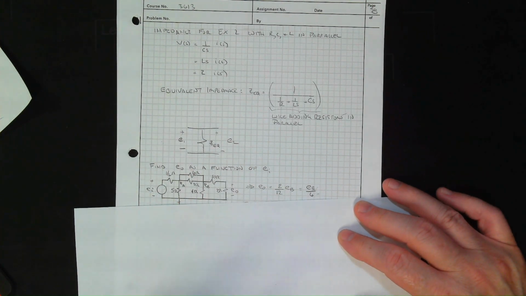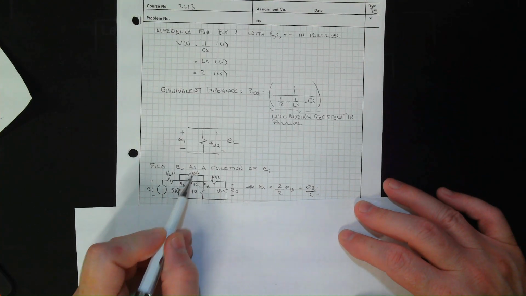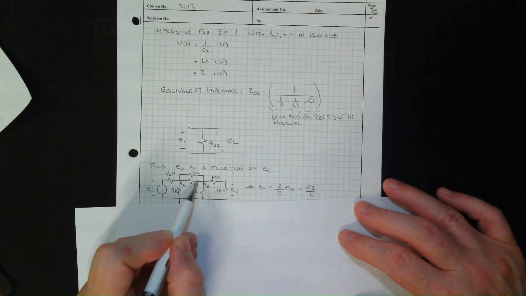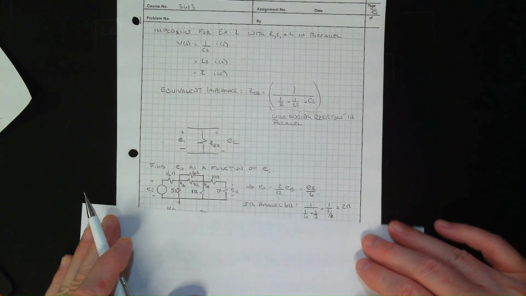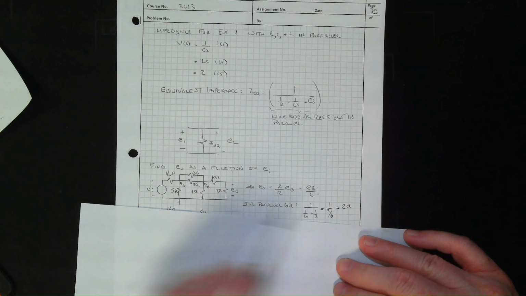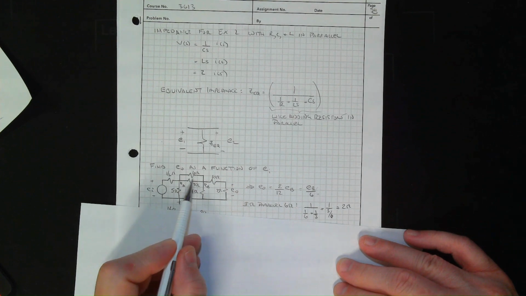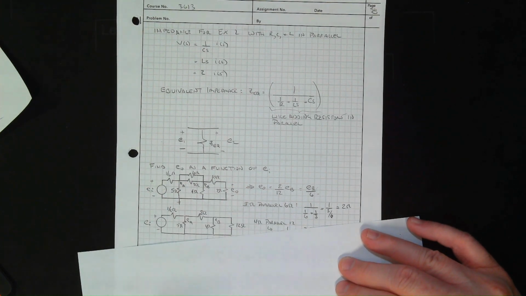Now I'm going to look at this and go, okay, once I've done that, I have a 6 and a 3 ohm in parallel here, so we'll combine them. I have that work right here, 1 over 6 plus 1 over 3. So that becomes 2 ohms. And so I can replace that. And that's what I have here.